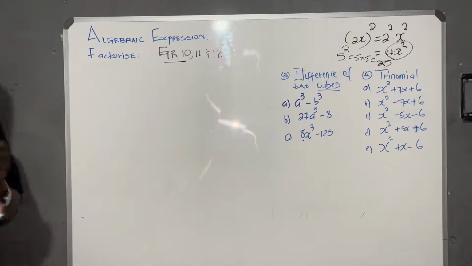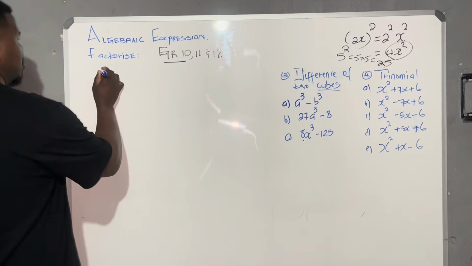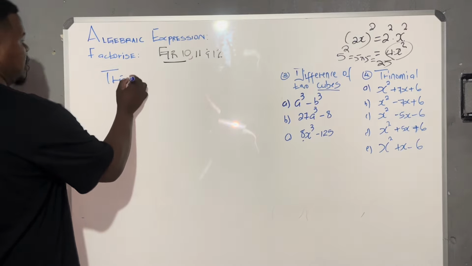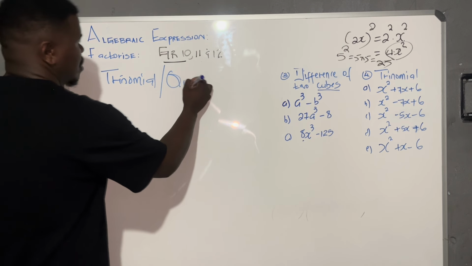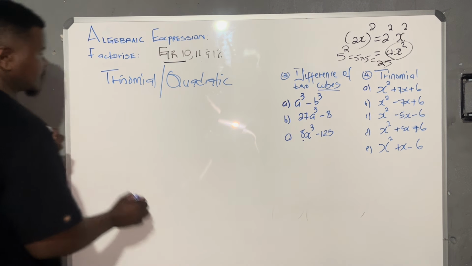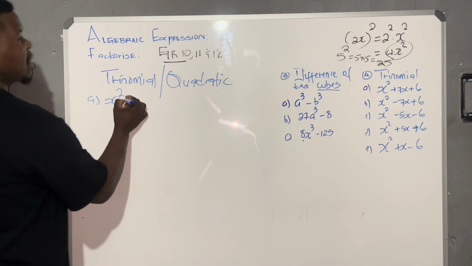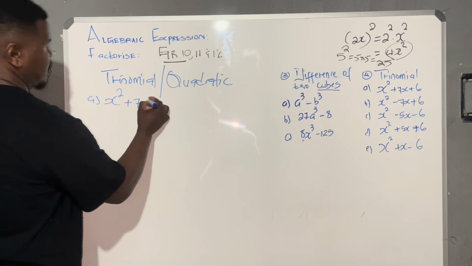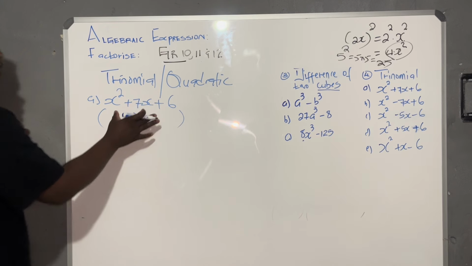Now, let me work on the last part. I try not to make the video longer. But it's the same as a quadratic. So we have x squared plus 7x plus 6. We have to factorize. This one is simple.